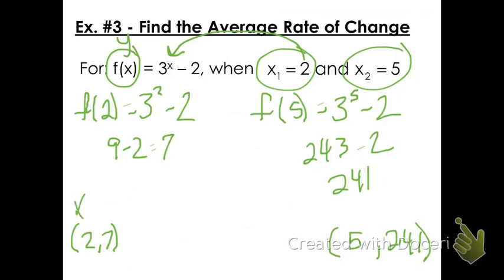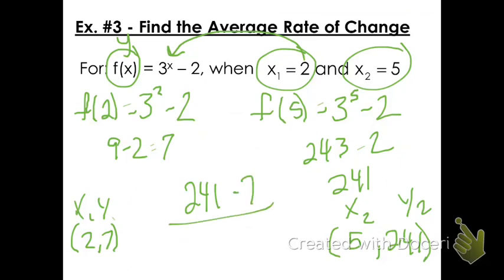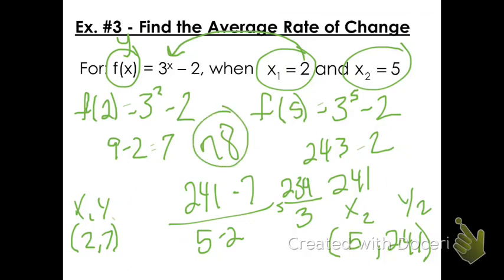So you know to label them. X sub 1, Y sub 1, X sub 2, Y sub 2. Same thing, 241 minus 7 divided by 5 minus 2. Okay. So 241 minus 7 gives you 234. And 234 divided by 3 gives you 78. So, rate of change for this problem is 78.